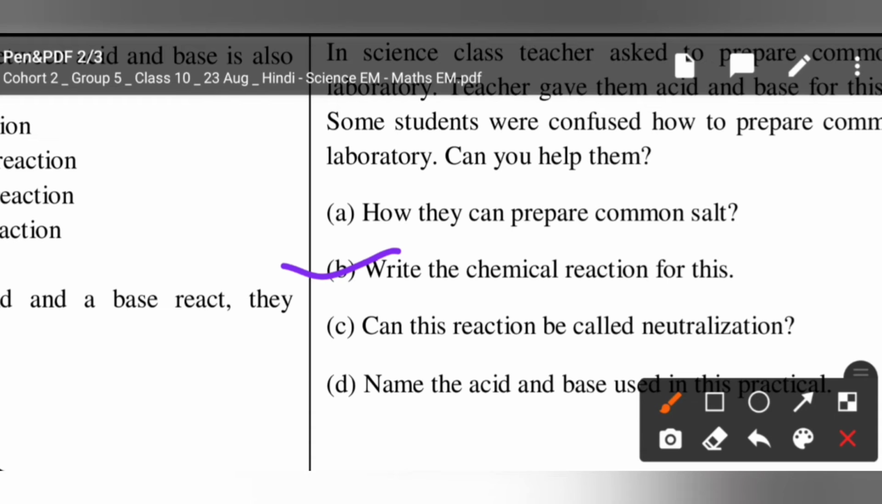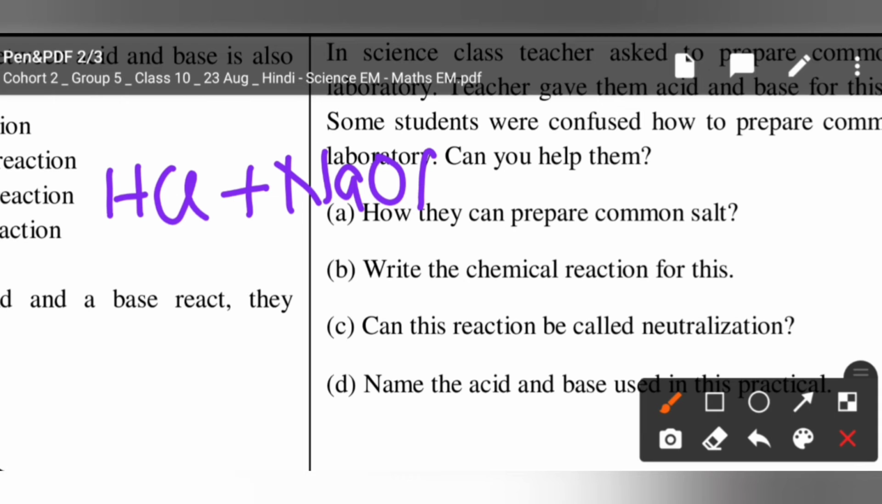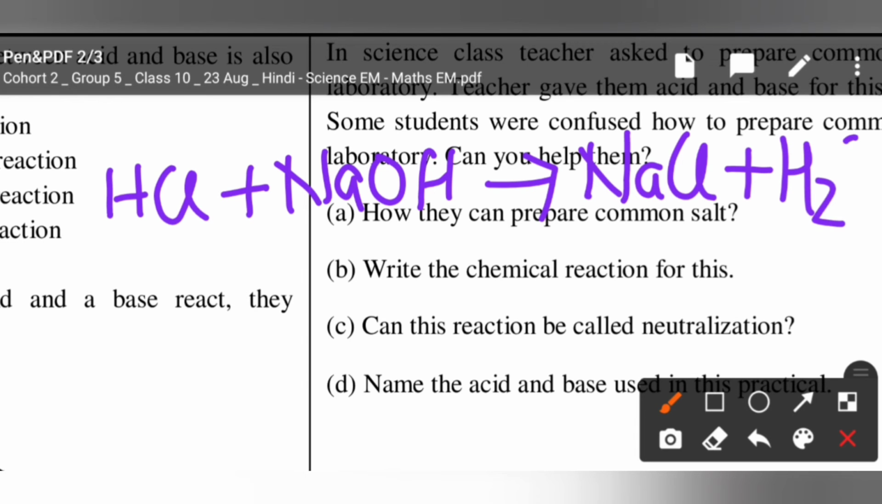The second question was asked: write the chemical reaction for this. Definitely we can write the chemical reaction. First you should know which acid and base are used. The next question is to name the acid and base used in this practical. The acid you are using is HCl. So when HCl reacts with the base you are using, that is NaOH, then what do you get? You get NaCl, which is the common salt, and water, H2O. This is the chemical reaction.